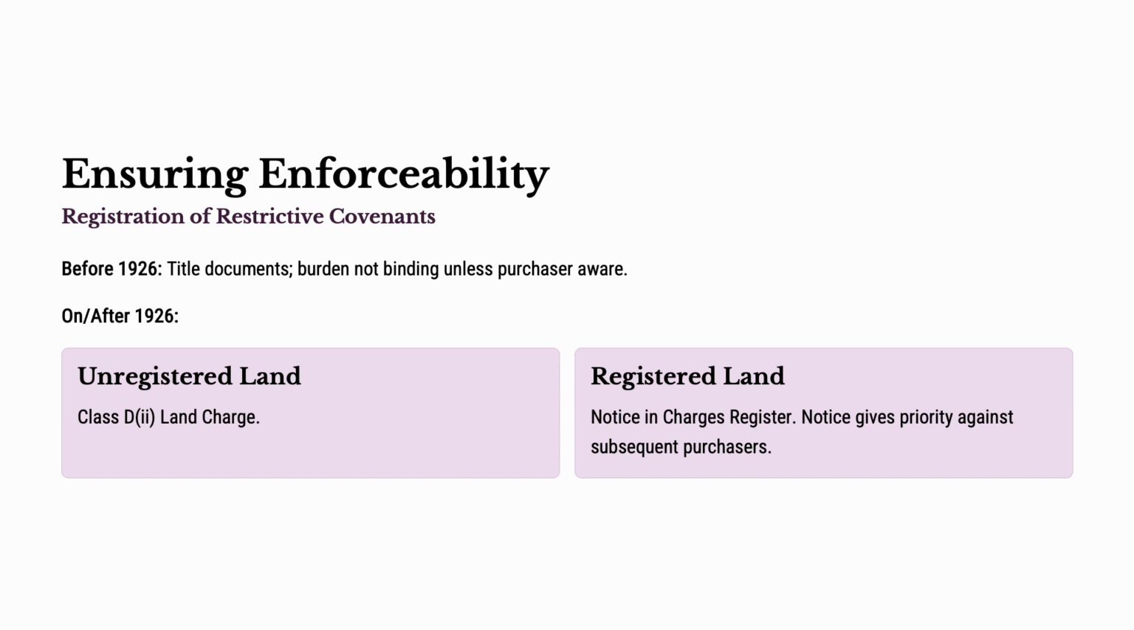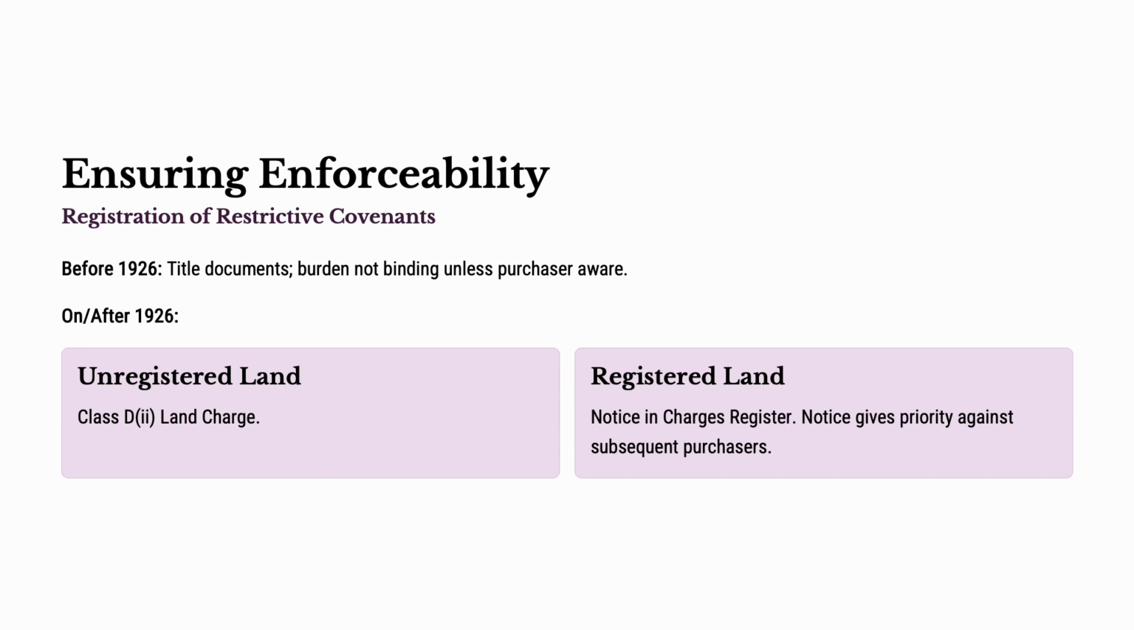The Law of Property Act 1925 fundamentally changed this for unregistered land. From 1926 onward, restrictive covenants affecting unregistered land must be registered as Class D2 land charges. In the land charges register, registration is against the name of the estate owner at the time the covenant was created, not against the property itself. If registered, the covenant binds all subsequent purchasers regardless of notice. If not registered, it is void against a purchaser for money or money's worth under Section 4 of the Land Charges Act 1972. Actual knowledge is irrelevant. The mechanical rule of registration applies.